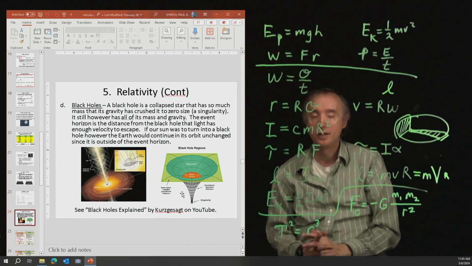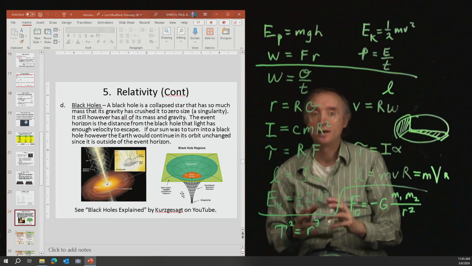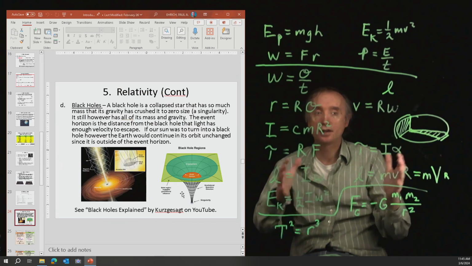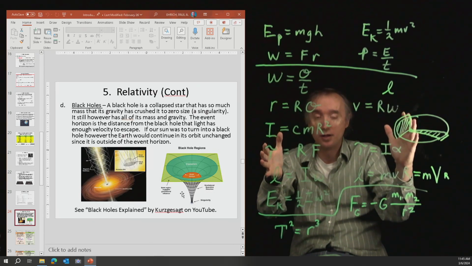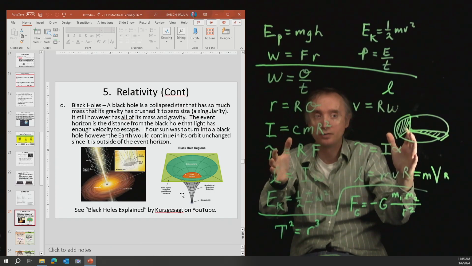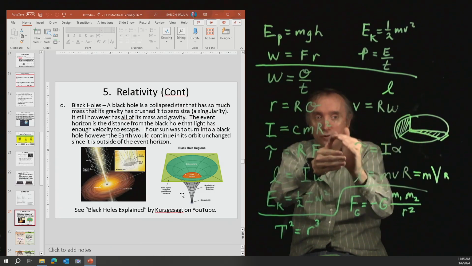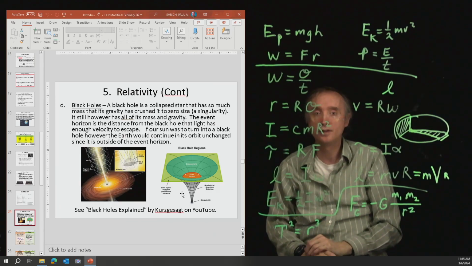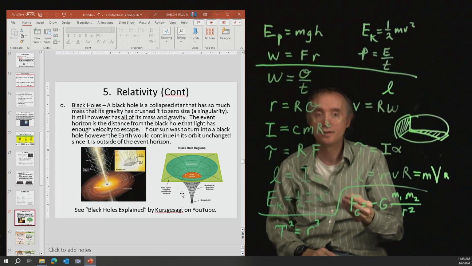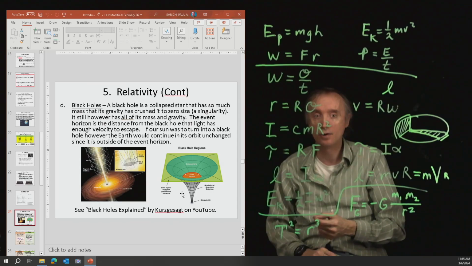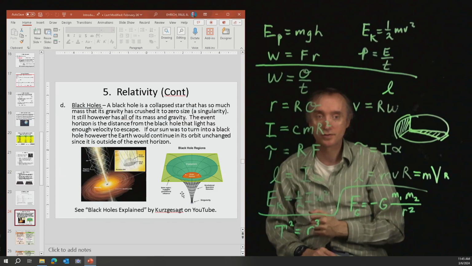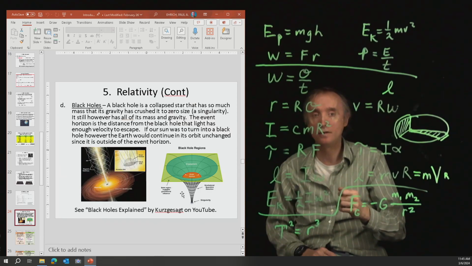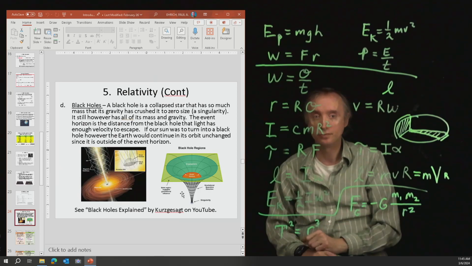A black hole is going to be a star, and as the star dies, it collapses in on itself, and it does explode as a supernova, but gravity is so strong that it continues to pull the star in until it ceases to exist. Then we say that this star has turned into a black hole. Physically, the star no longer exists, but it still has all of the gravity that it used to.